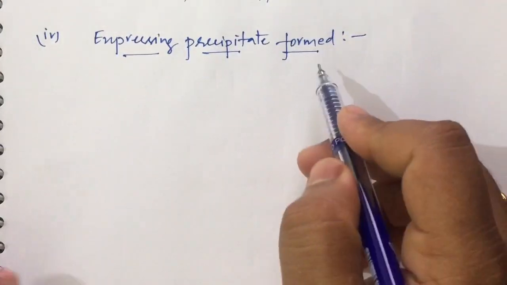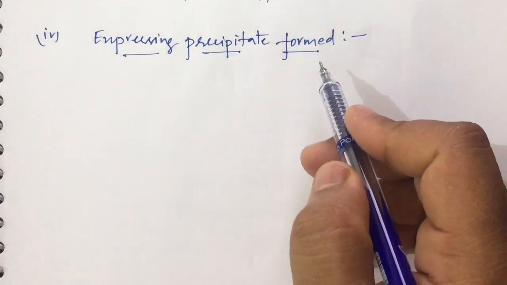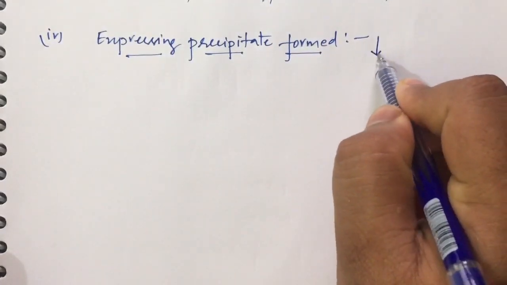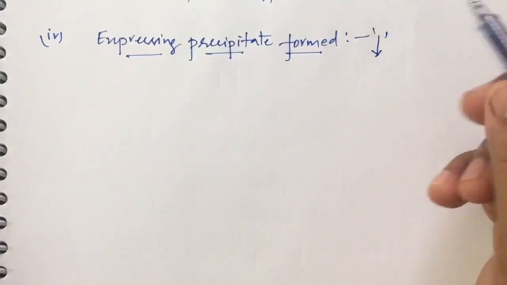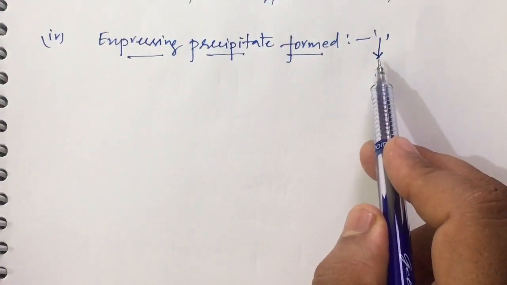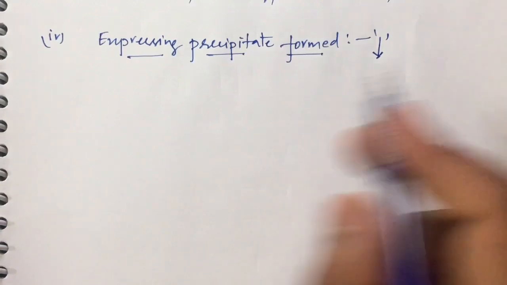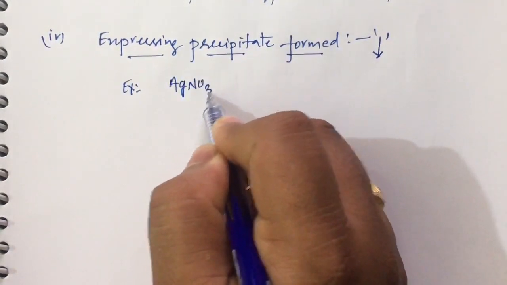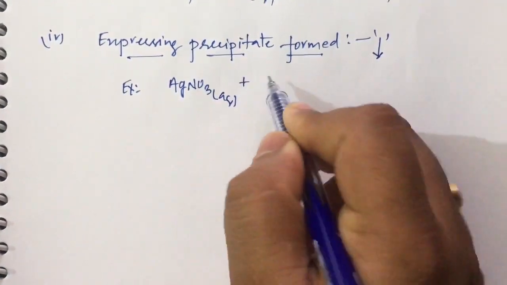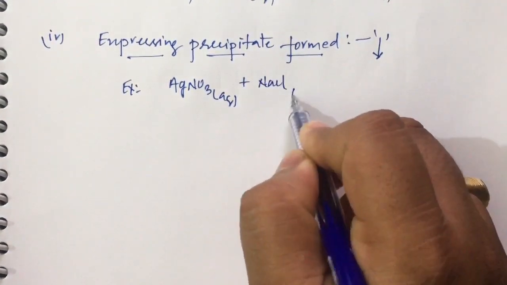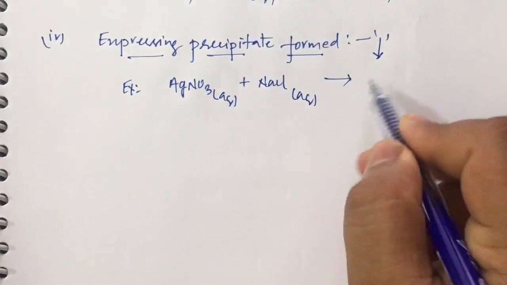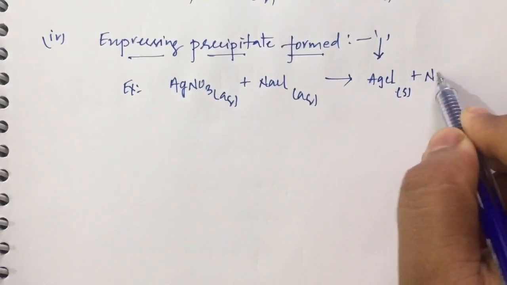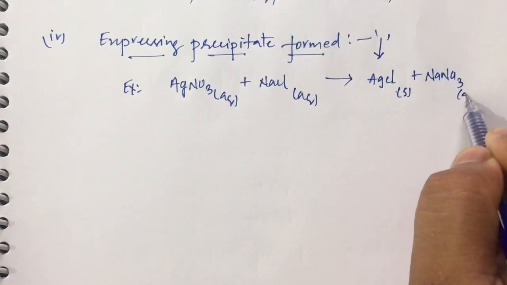Now, the next one, expressing precipitate formed. If a precipitate is formed in the reaction, it is denoted by a downward arrow mark. During a chemical reaction, if there is formation of any precipitate as a product, it is given as a downward arrow mark. For example, AgNO3, which is an aqueous substance, when made to react with sodium chloride, gives you silver chloride plus sodium nitrate, NaNO3, which is aqueous.